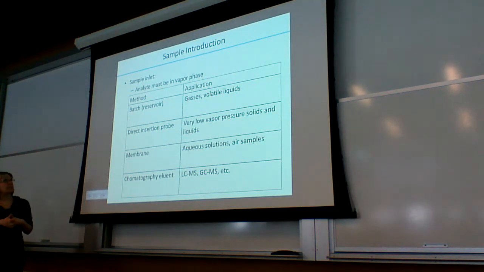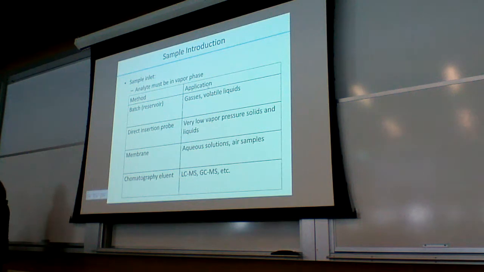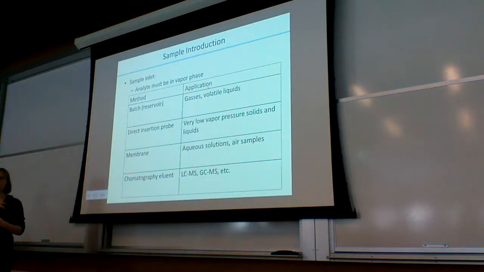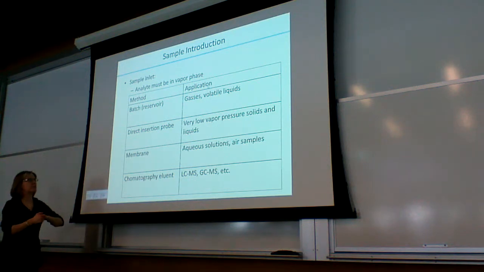First set here is the batch or the reservoir. This is only really useful for things that are already gases. So if you have a sample that you want to measure, say the content of ozone in the atmosphere, or different organic contaminants in your air sample, you could take a sample of that air and connect it to the mass spectrometer. The vacuum inside the mass spectrometer is going to start pulling some of the gas into it, and then go through the ionization, separation, and detection.